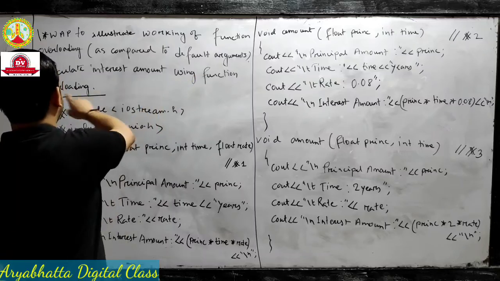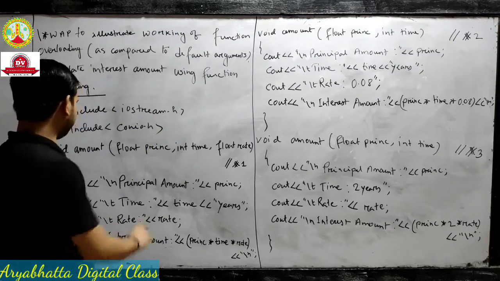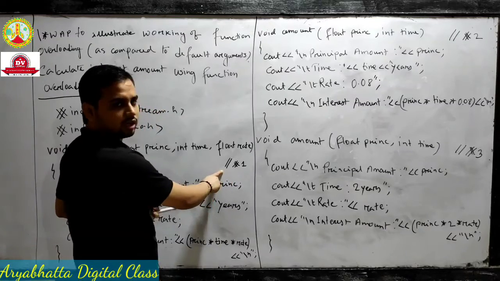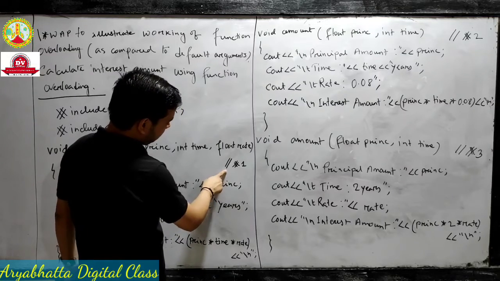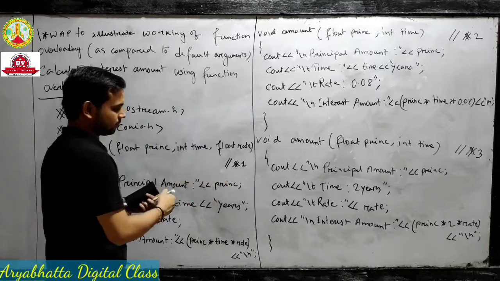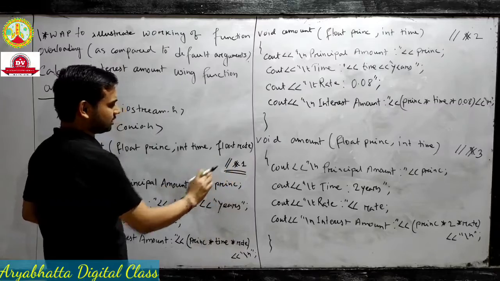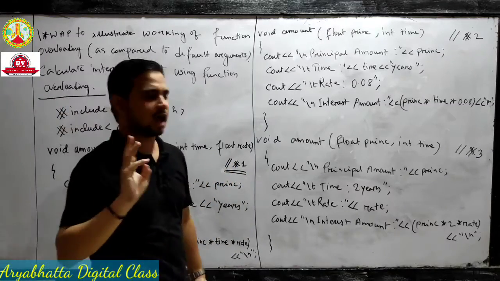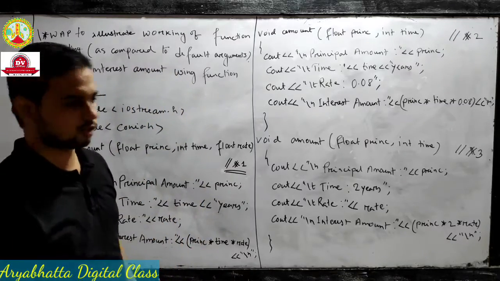Calculate interest amount using function overloading. These two are header files, and this is function number 1. This symbol, as I already told you in first year, means this is not executed. It is only for understanding purposes. This is for function 1. Here we declare a similar function 5 times, which means function overloading.